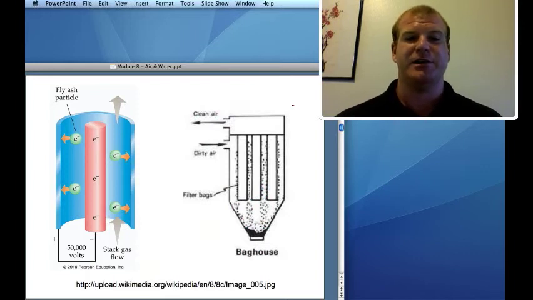And these are how you get rid of particulate matter. To the left here shows an electrostatic precipitator. Basically, it charges the particles and they stick to the walls. Then the bag filtration works similar to a vacuum cleaner, where the dirty air comes in and gets trapped in the bag while clean air goes out.